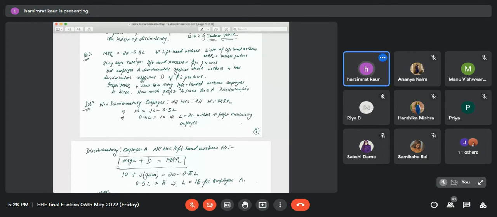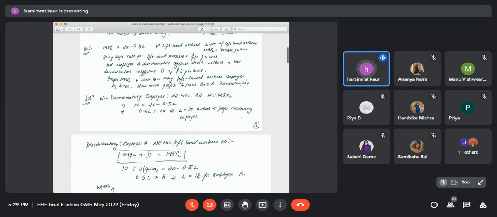You should remember, but employer A discriminates against these workers. There's a prejudice, and it has a discrimination coefficient or discount factor D, which is $2 per hour. Now they are asking us to graph the MRPL and show how many left-hand workers employer A hires, and how much profit A loses due to discrimination.